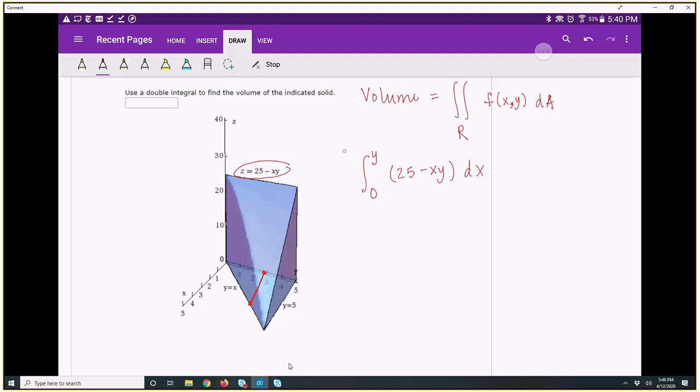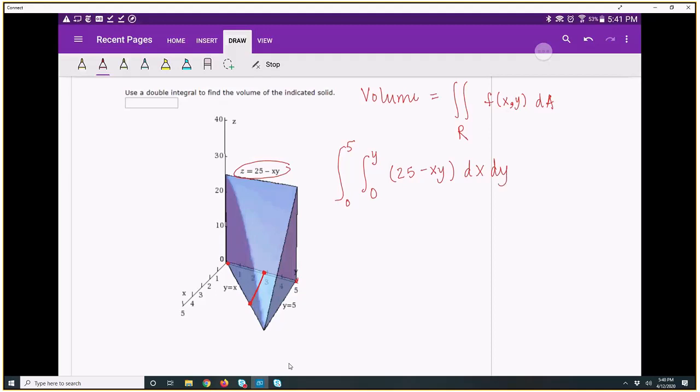Then I'll have a look at the bounds for y. This point can range anywhere from 0 to 5. So my bounds for y will be 0 to 5. So this is the integral that I can use to find the volume of the indicated solid. And I'm sorry, I forgot to write dy here.